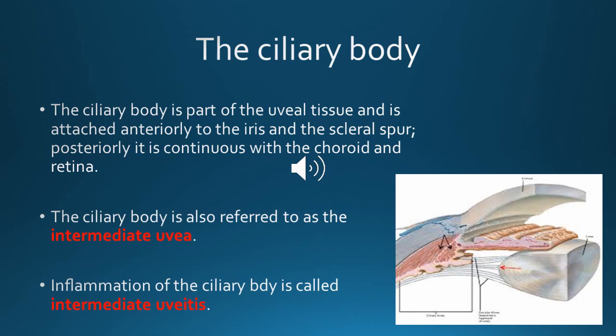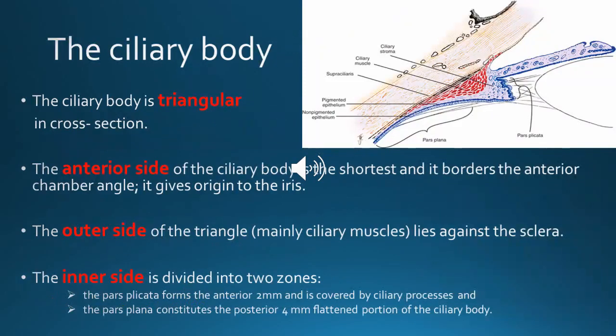The ciliary body is the intermediate part of the uveal tissue. It is located between the iris anteriorly and the choroid posteriorly. Inflammation of the ciliary body is called intermediate uveitis. The ciliary body is triangular in cross-section. The anterior side or the base of the ciliary body is the shortest part, and it gives origin to the iris.